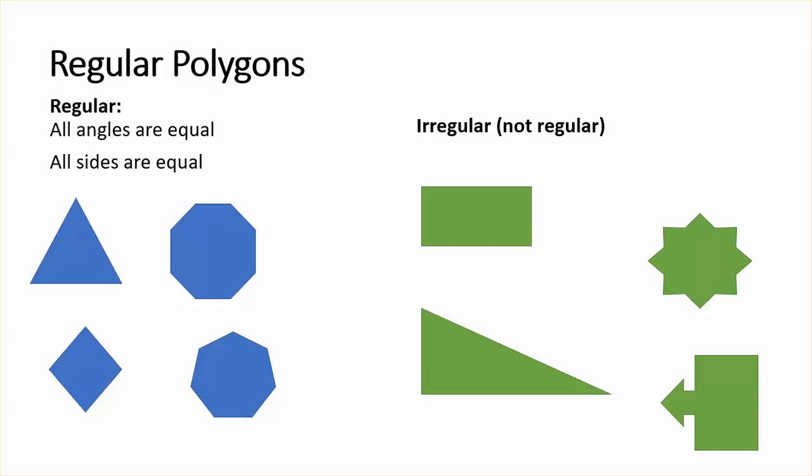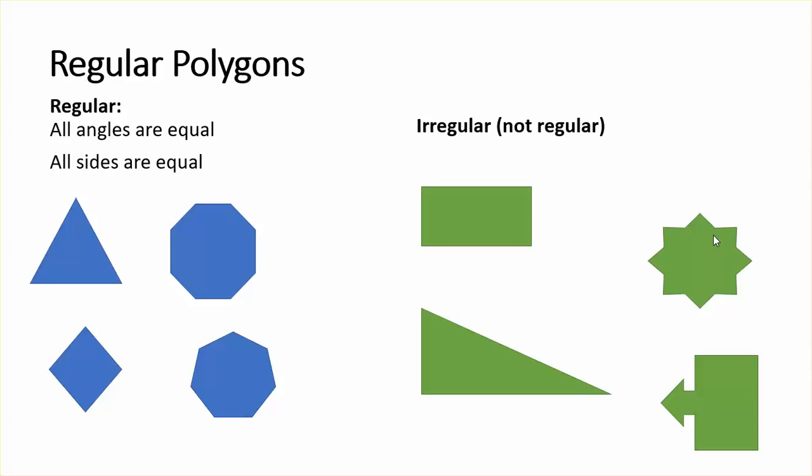In a regular polygon, all the angles are equal and all the sides are equal. Last week, you actually learned a special name for a regular triangle, and that was equilateral. You'll notice in our irregular polygons that some of them have angles that are all the same. For example, in this rectangle, all the angles are 90 degrees, but the sides are not the same. Also, in this star, all the sides are the same, but the angles aren't.